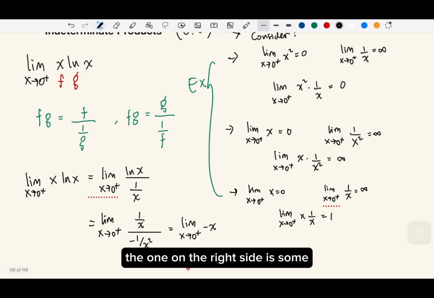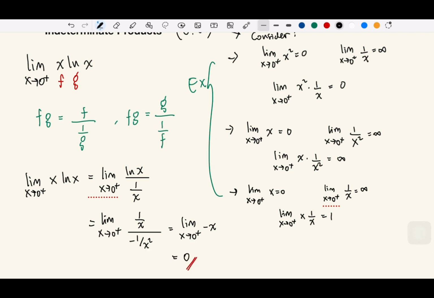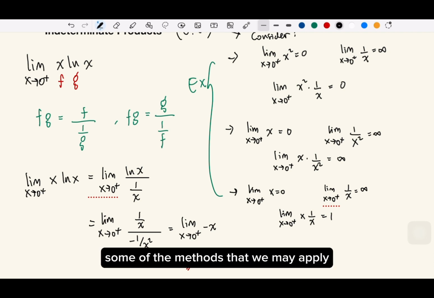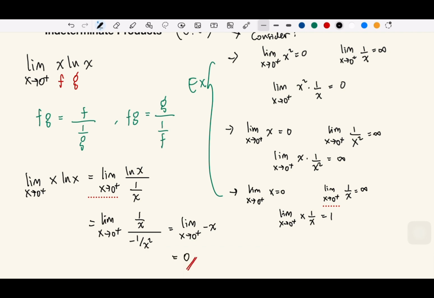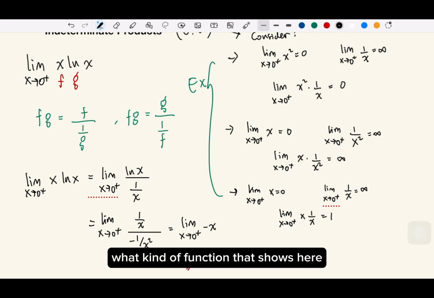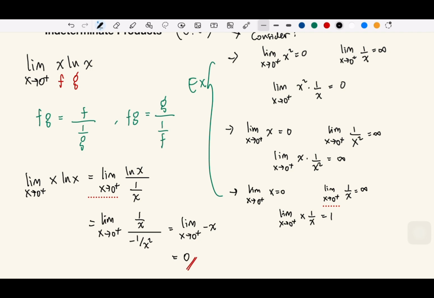The one on the right side is some combinations of how the results might be. The left one here is some of the methods that we may apply, and also it will depend on what kind of function is shown here.